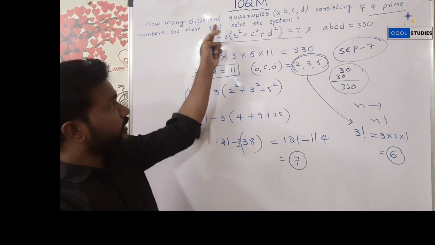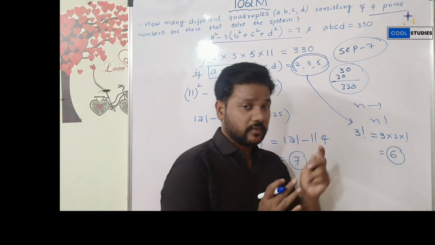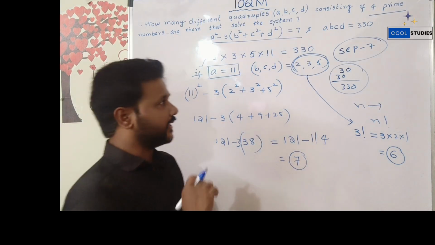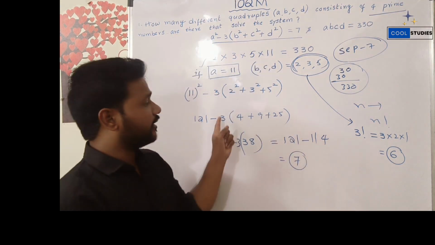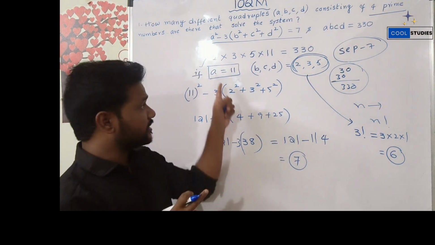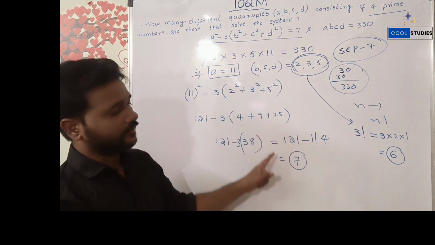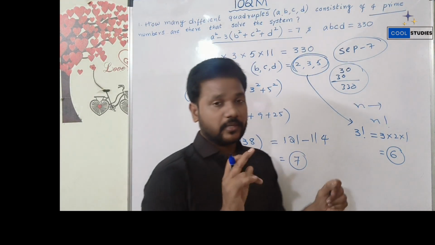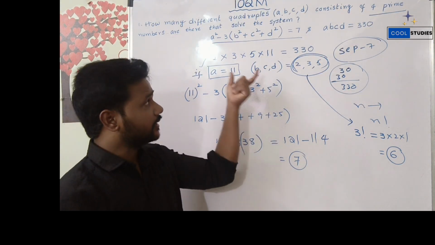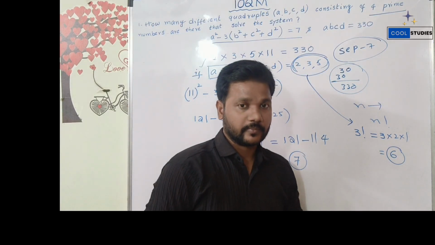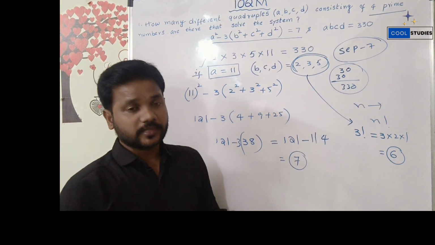How many different quadruples are there? 6 different quadruples. Suppose you have a doubt: why are you taking only A as 11? If you take 2, 3 or 5, the equation may not be satisfied. Only for A as 11 is the system of equations satisfied. That's why I consider A as 11 here. I hope you understand the question. So the final answer is 6 different quadruples that satisfy the given equation. Still, if you have any doubt in the question, tell me your doubts in the comment section.